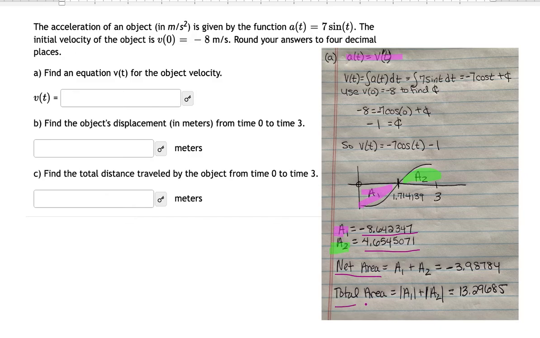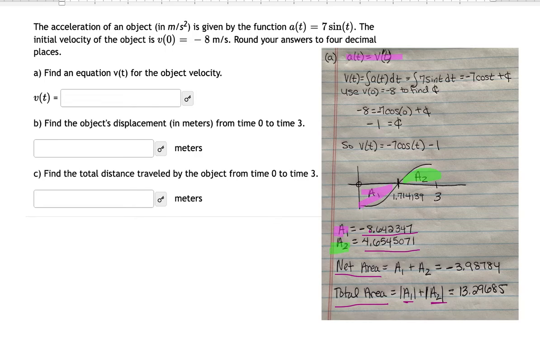For the total area, we just want the absolute value. We don't care about which direction it's going. We want to know the total distance traveled, no matter which direction it's in. So we don't want to take the negatives and positives into consideration here. We just want to add the two distances together.